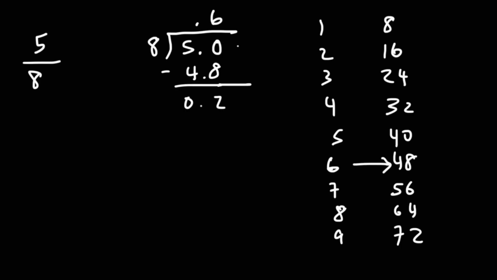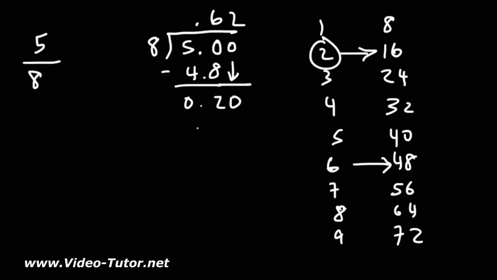Now 2 is smaller than 8, so we need to add a 0. Now how many times does 8 go into 20? In other words, what is the highest multiple of 8 just under 20? That's going to be 16. So 8 goes into 20 2 times. 8 times 2 is 16, so 8 times 0.02 is 0.16.